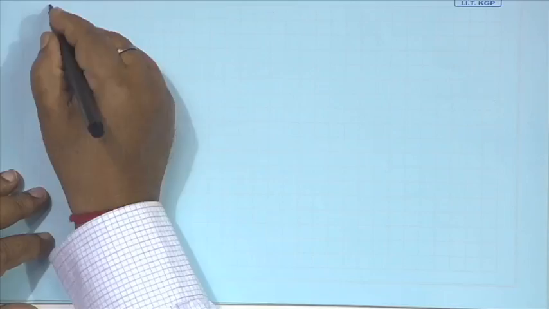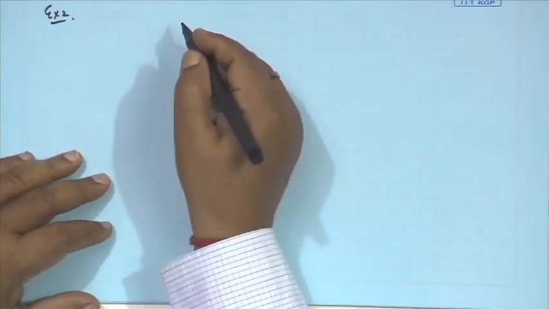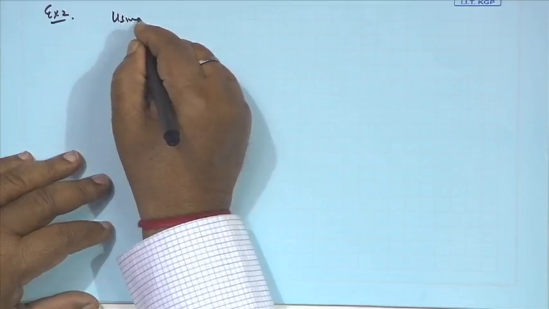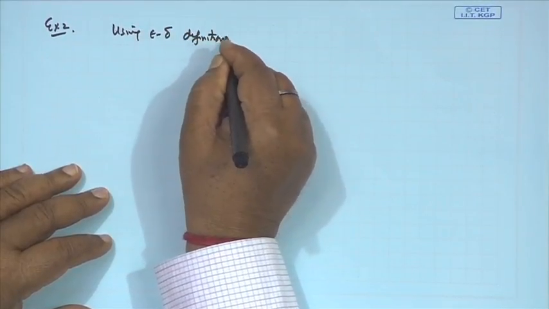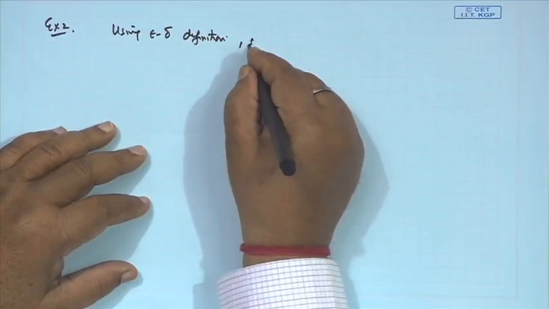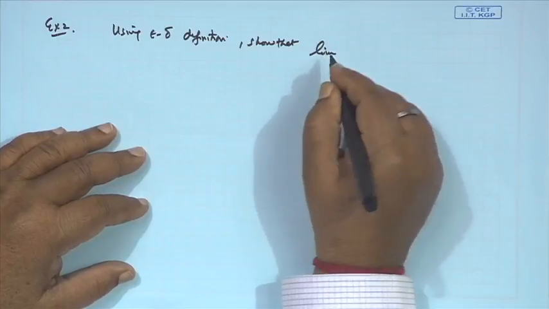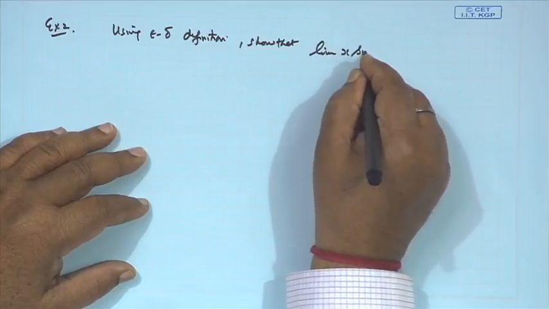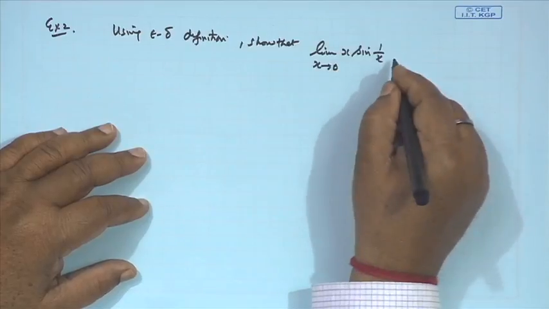Another example: suppose we want to show, using the epsilon delta definition, that the limit of x sin 1 by x when x tends to 0 is 0.